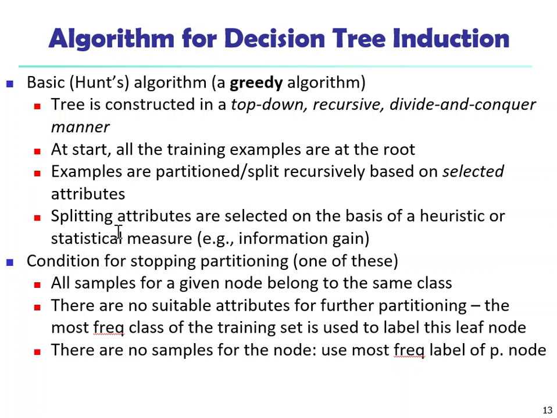So we recursively grow this tree, but in the end, this recursive process has to stop, right? Because at each step, we have a smaller subset of training examples. Eventually, we're going to reach the end where we either have no training examples in a node, or there are no suitable attributes to further divide. All the attributes have been tested through the path that leads to the current node. So the condition for stopping partitioning is one of the following.